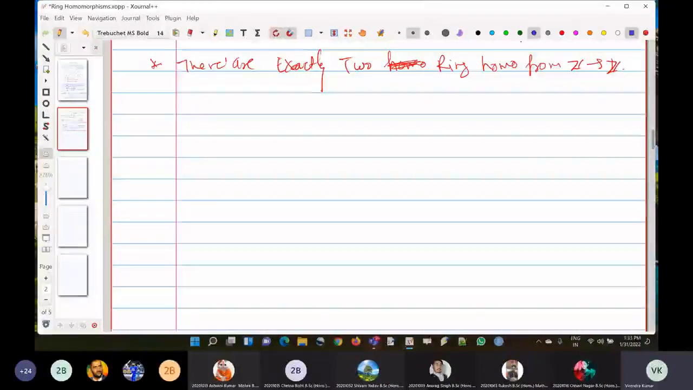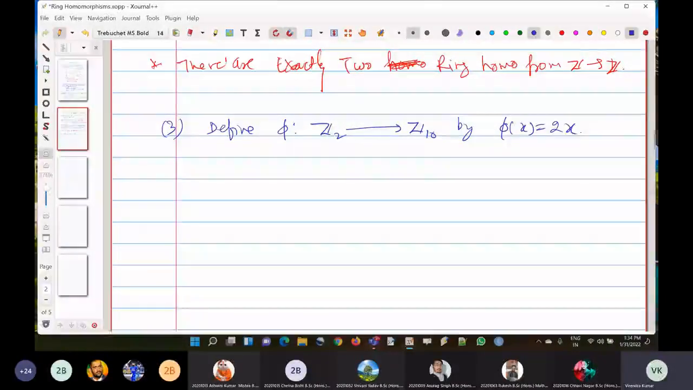So here also, they are becoming the candidates if we are taking an idempotent element. Okay, so next, let us see example number 3. In example number 3, we can define phi from Z2 to Z10 by phi of x equals 2 times x.